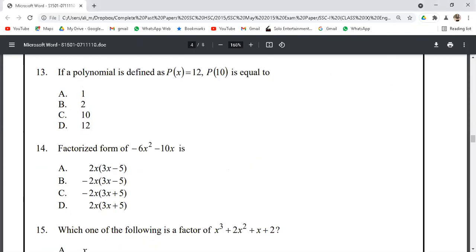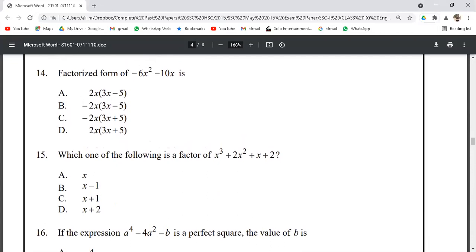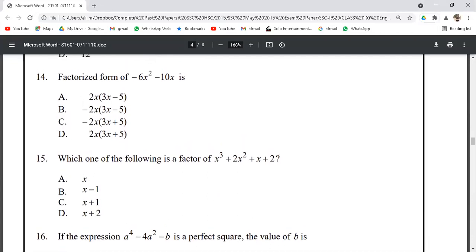Let's see question number 14 and 15, in which we have to factorize this given expression, minus 6x square minus 10x. So let's take common factors. Minus will be taken as common, 2 will become common, and x is taken as common. So remaining in the first term will be minus 3 and x, and in the second term we will get plus 5.